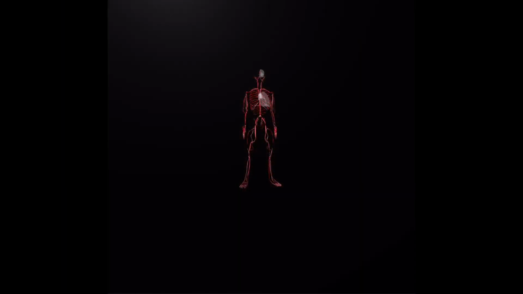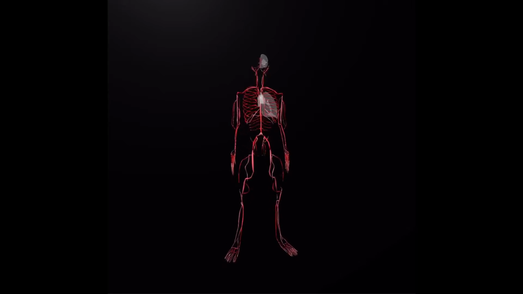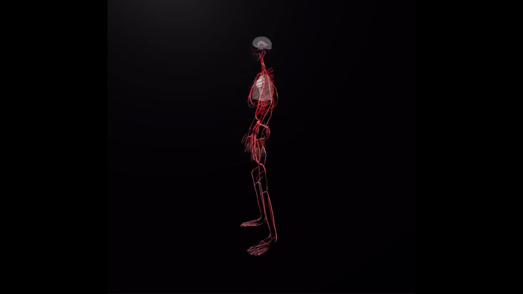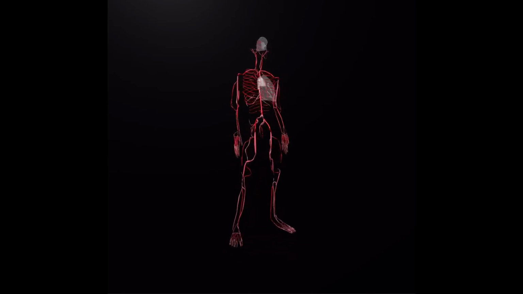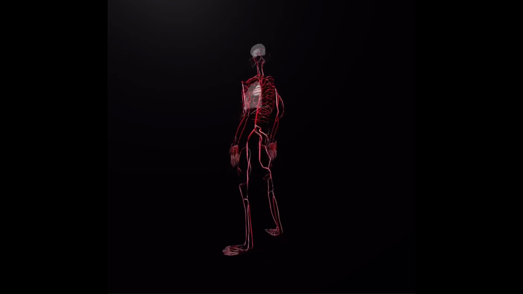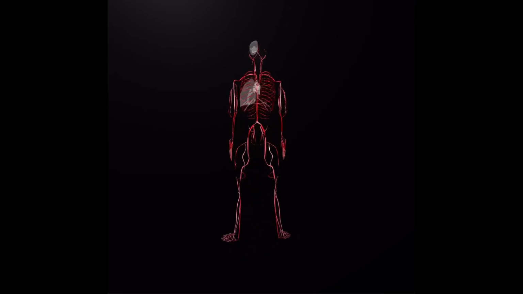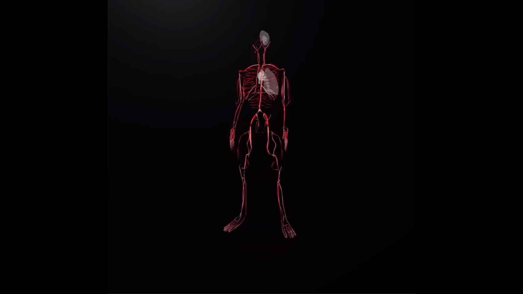Here you can see the arterial network, and you can see how it's spread across the body. So we can see the various arteries throughout our body and where we can find their locations. So this is how oxygenated blood is carried around the body.